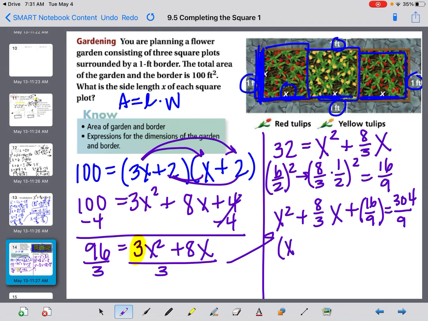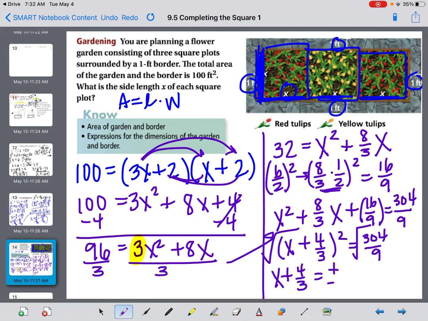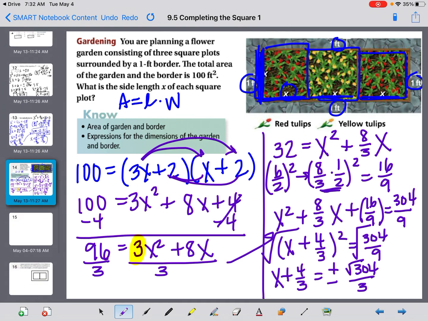Okay, now when I factor, I have x plus 4/3 that ended up right here. It was 8/6 that we reduced to 4/3 squared equals 304 over 9. Take the square root, which just leaves me with x plus 4/3 equals the positive and negative square root of 304 over 3, because the square root of 9 is 3. And then there's where I split and solve, and I'm going to take that onto the next page.